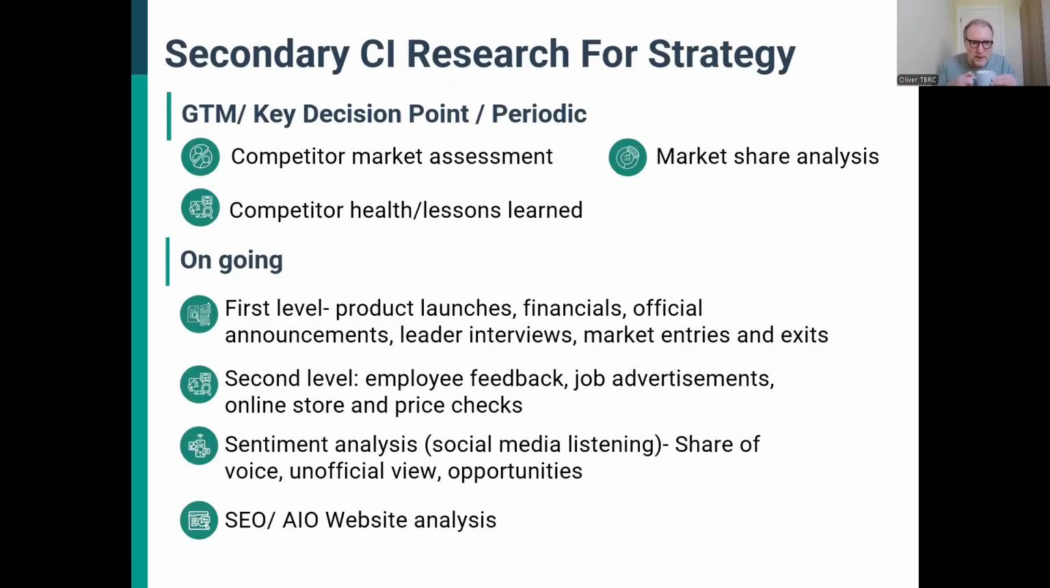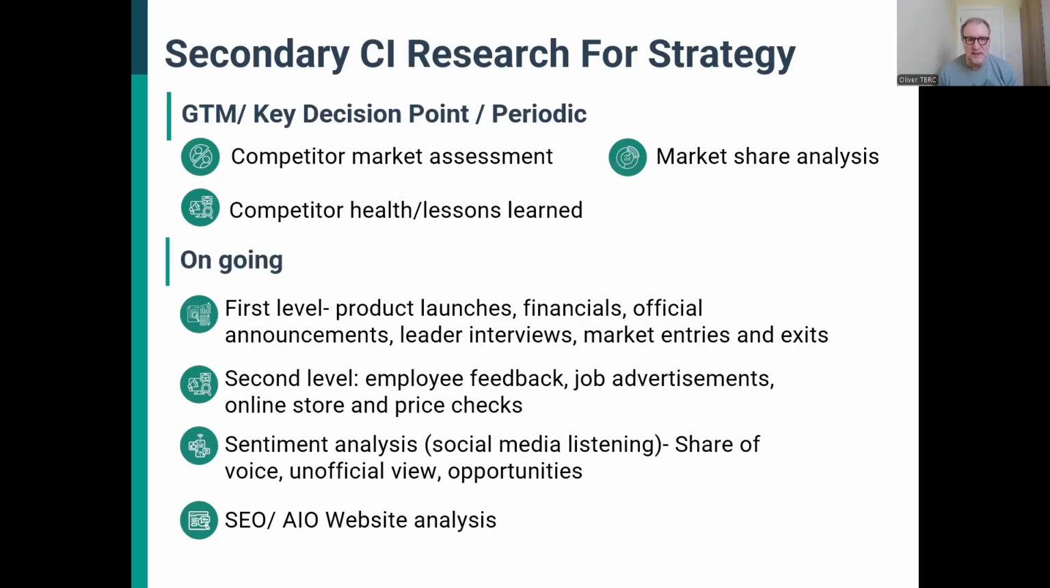So what are the types of competitive intelligence research that we can do? Essentially there are two key types: secondary and primary. It's pretty straightforward. And I've split secondary into two types. A sort of a big one-off assessment.